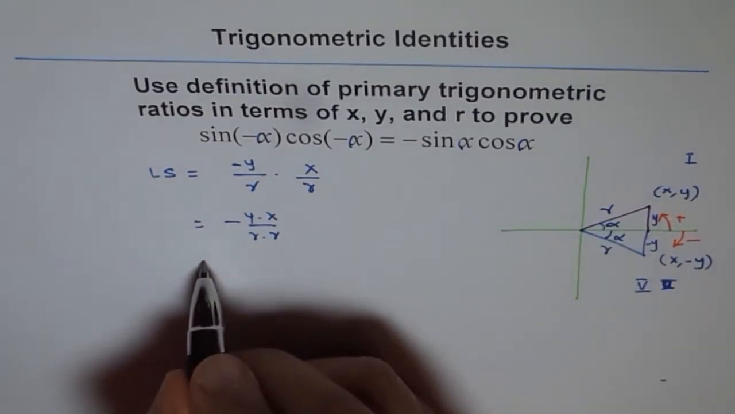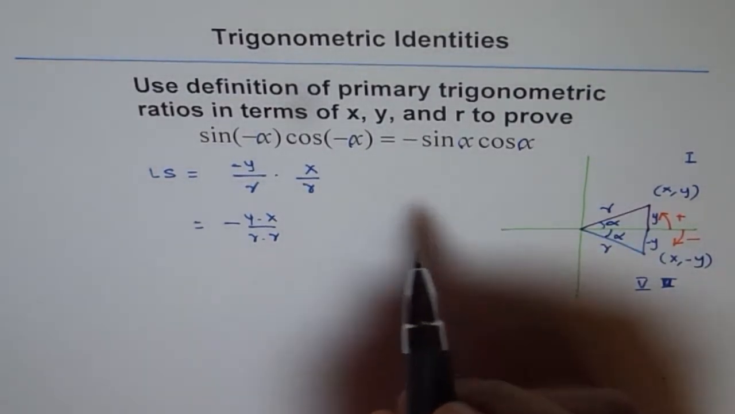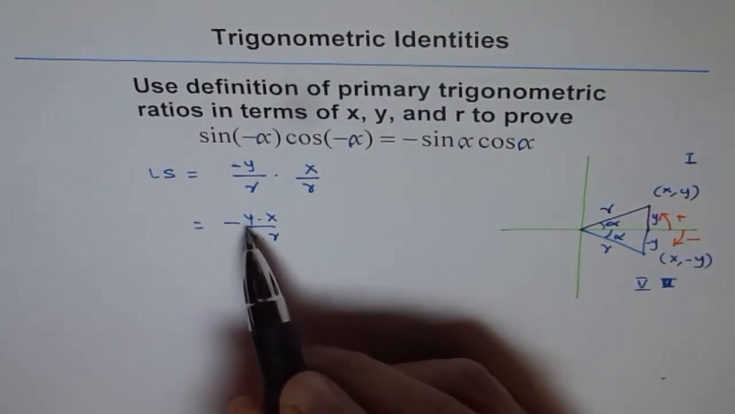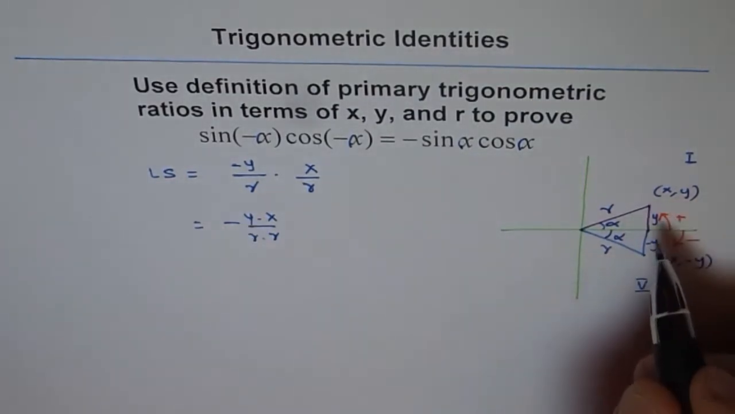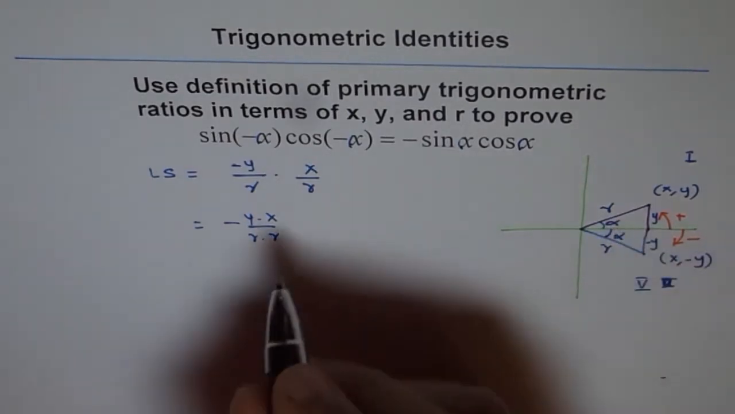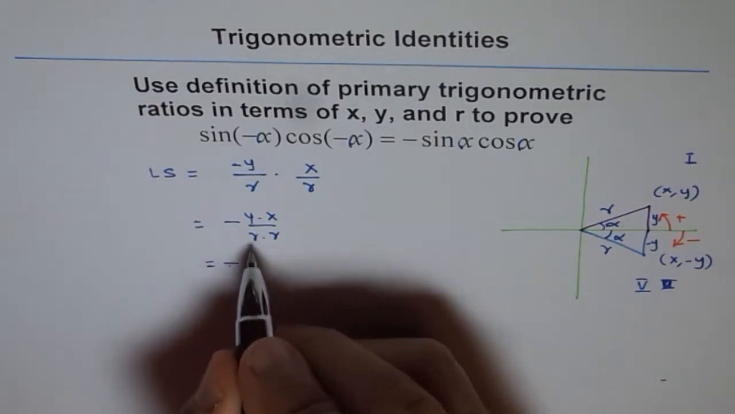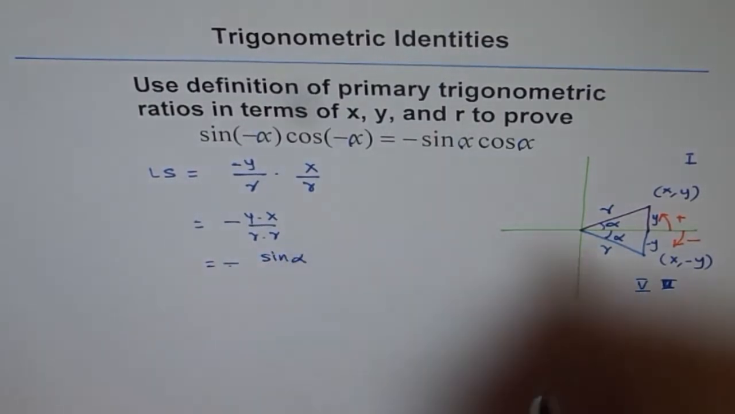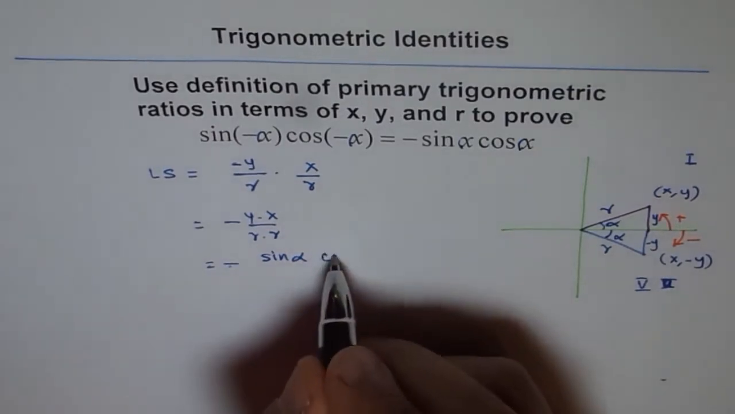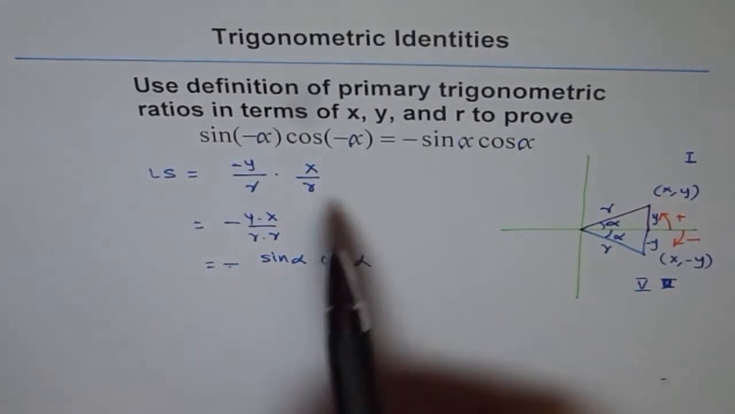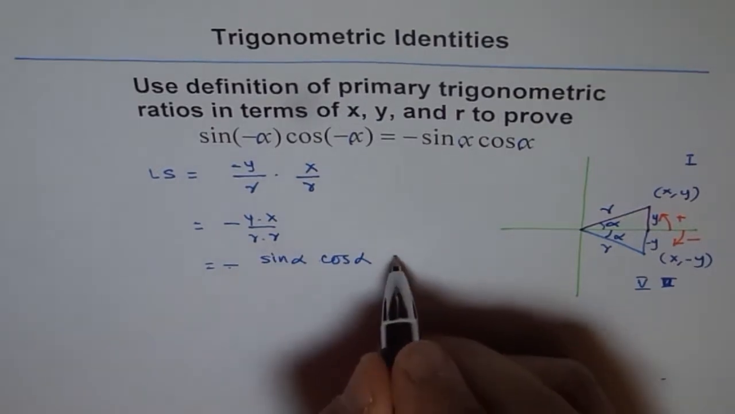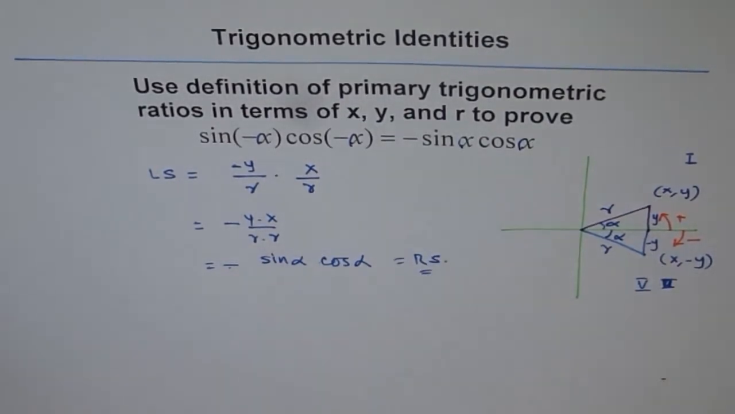Now, we could go backwards or we could start from here also. So y over r, let's keep the minus separate, y over r. Y over r is sine alpha, right? So we can write this as minus, y over r is sine alpha, and x over r is cos alpha. So I get minus of sine alpha cos alpha, which is the right side. Do you understand? So that is how we could do it, right? You could even start from the right-hand side and prove the same.